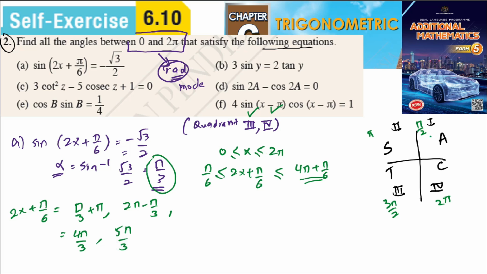So basically you are doing another circle at the third quadrant. You add 4 pi over 3 plus 2 pi, and for the fourth quadrant, 5 pi over 3 plus 2 pi. So here you get 2 times 3 is 6, 6 plus 4 is 10 pi over 3. And here 2 times 3 is 6, 6 plus 5 is 11 pi over 3.